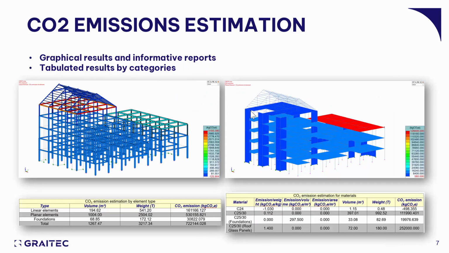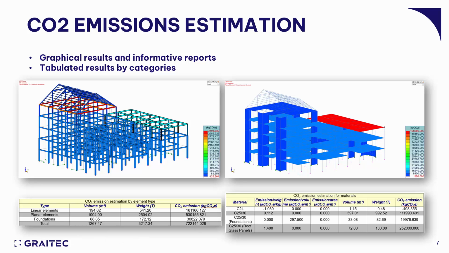So here we have some screenshots of our results. We have graphical results in Advanced Design, which are very informative. You can get screenshots and so on for better visualization. And we also have very detailed reports. As an example, in this structure you can see a color code and color map. So I can clearly see which elements in my structure have higher CO2 emissions. And this screenshot is based on the elements, element by element, linear elements actually.